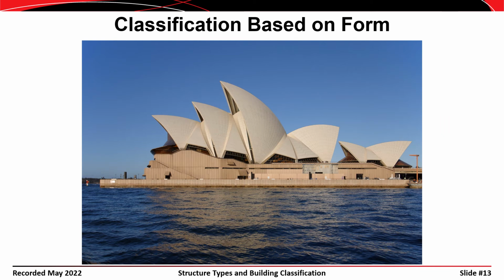Shell structures are made largely from plates or shells, which are used both as functional coverings and as main load-carrying elements. This is a picture of the Sydney Opera House, and the roof, or the characteristic form of this structure, is a shell type of element.